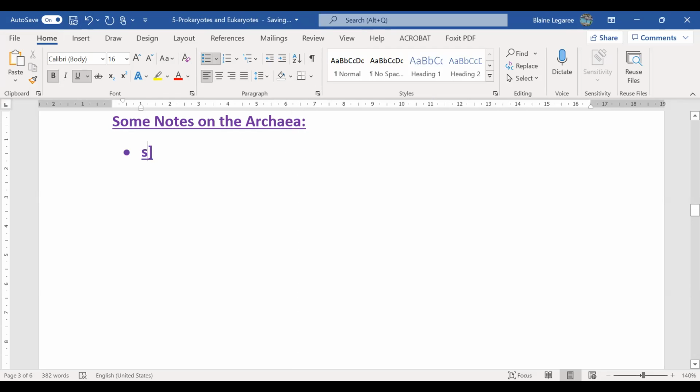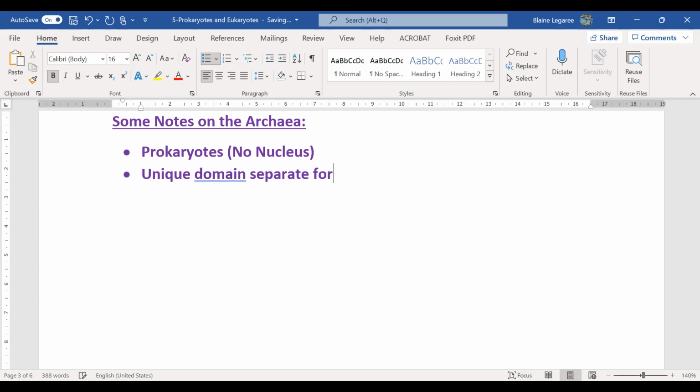There we go, okay. So these things are prokaryotes, right? We've just been talking about that, and that means no nucleus. Okay, that's the first thing to know about Archaea. And they are a unique domain separate from the bacteria. Okay, so what is unique about them?